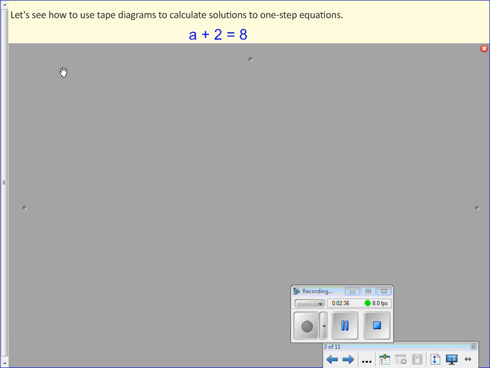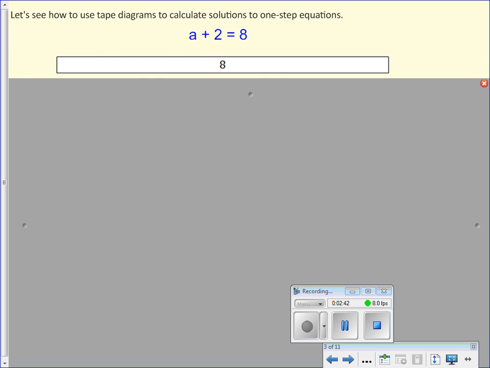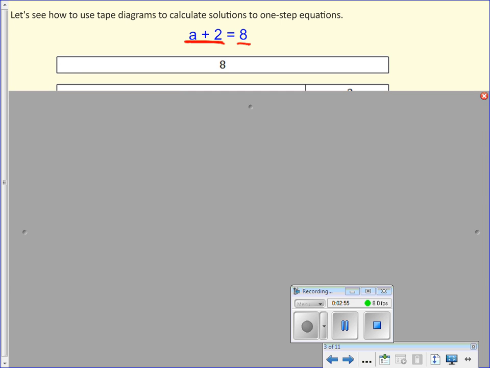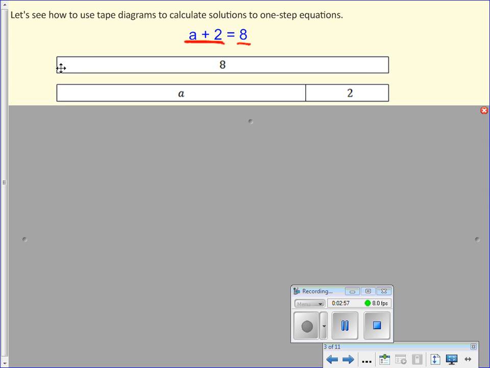All right, so first of all, a plus 2 equals 8. So first we're going to draw that as a tape diagram. So 8 is my total quantity, so there's my tape diagram for 8. Now that is equal to that. So I'm going to draw a tape diagram the same size, but instead of writing 8, I have a plus 2 because those are both equal.